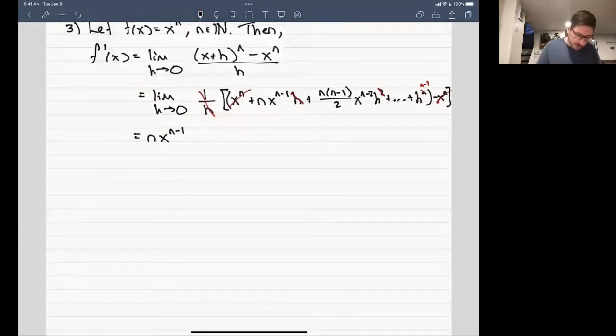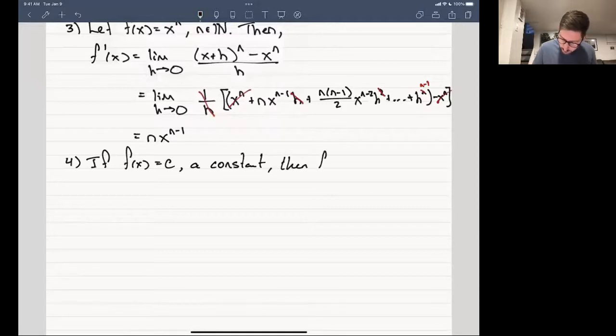Okay, I said that was the last example, but I actually have one more, and I'm going to leave it for you as a super, super simple exercise. If f of x is equal to c, a constant, well, we've seen this a million times, right? Then f prime of x is equal to 0 for all x.